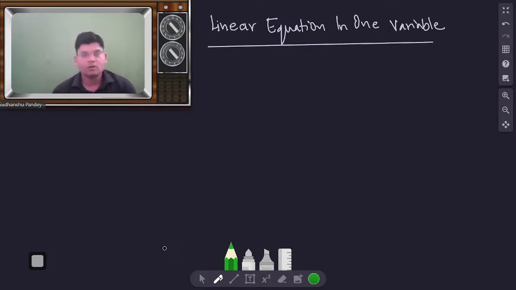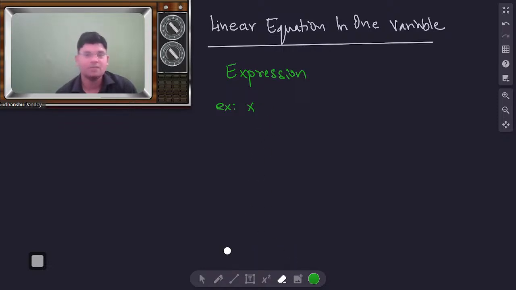Now, before starting this chapter, I would like to bring some of the basic important concepts of expression. So does anybody know what is an expression? Expression is something which is performed in a sum. So can you give me an example for an expression? Like x plus 1 is equal to 3.